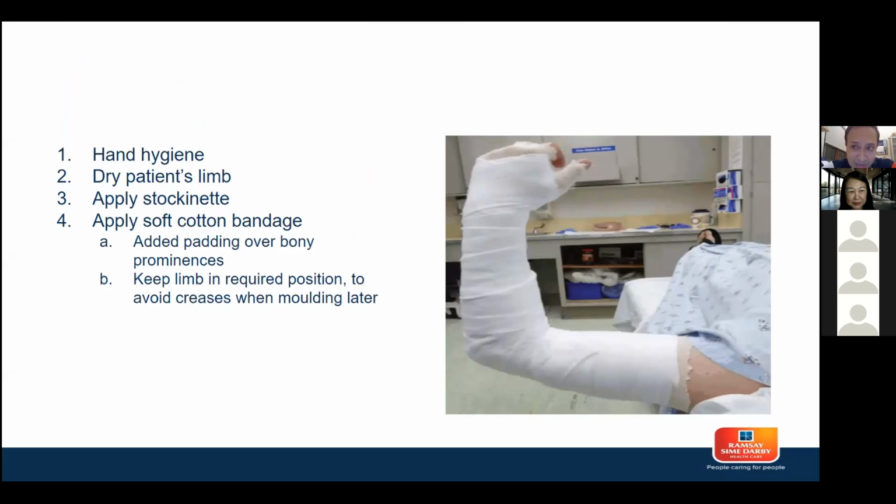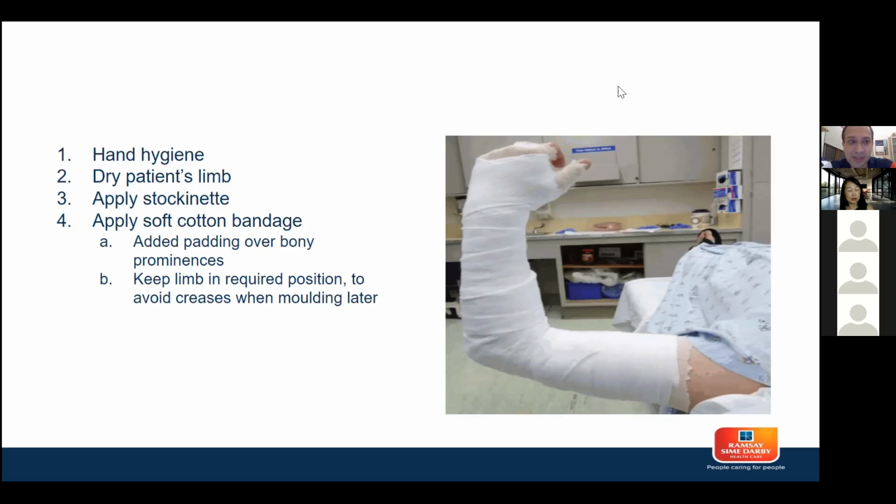First thing is hand hygiene. Don't forget you have to wash your hands. Everyone does that now, so it's not an issue anymore. So wash your hands. Make sure they're dry. Dry the patient's limb as well, because if the patient's limb is wet and sweaty and you apply a cast which is hot in its own right with all this padding, it tends to get very uncomfortable for them. So you have to make sure it's dry before you apply.